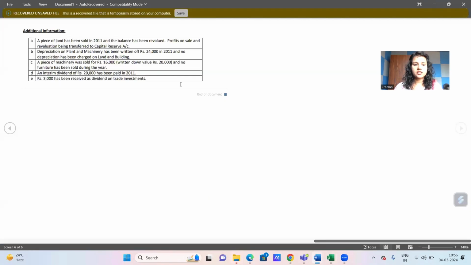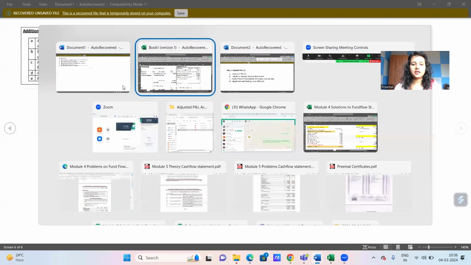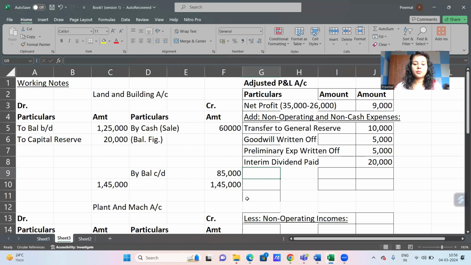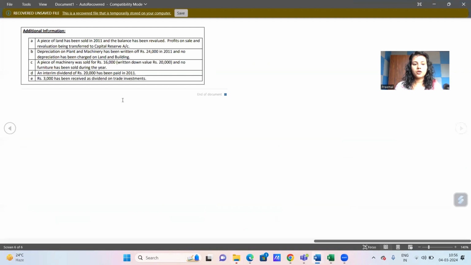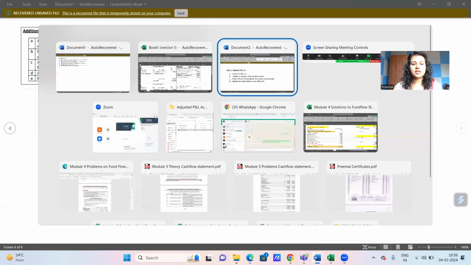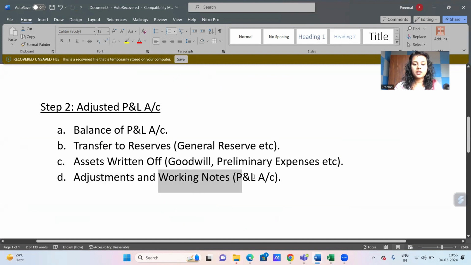Likewise, we also have an adjustment which says 3,000 has been received as dividend on trade investments. So this becomes a non-operating income. So dividend received, amount of 3,000 appears under non-operating income. So with that, we've looked into those adjustments which don't have a working note, which can be directly entered in our statement. Next, we look at the working notes and look for any value that has been transferred to P&L account.